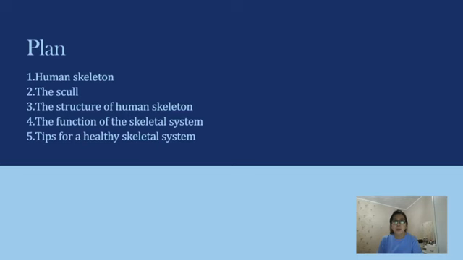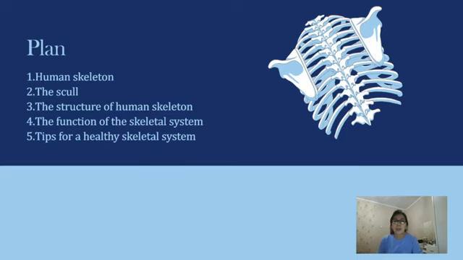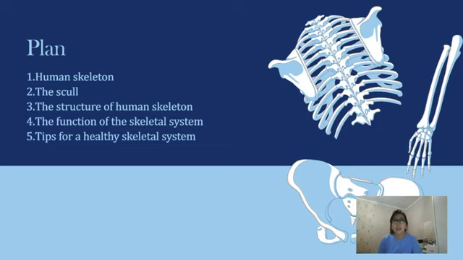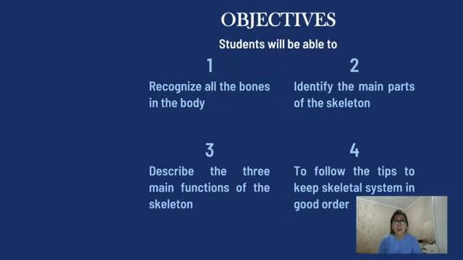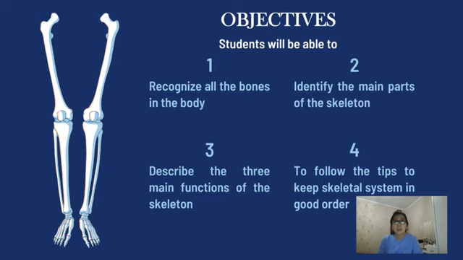Plan: human skeleton, the skull, the structure of human skeleton, the function of the skeletal system, and tips for a healthy skeletal system. The objectives of our lesson: students will be able to recognize all the bones in the body, identify the main parts of the skeleton, describe the three main functions of the skeleton, and to follow the tips to keep skeletal system in good order.